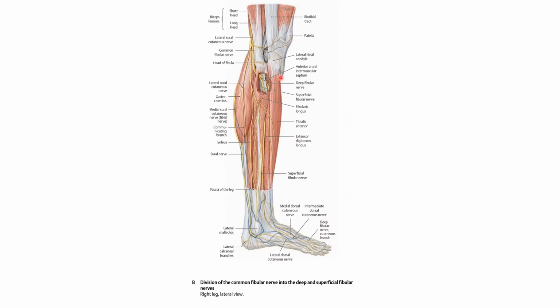And this is shown the division of the common peroneal nerve at the neck of the fibula into the deep peroneal nerve and superficial peroneal nerve in the substance of the peroneus longus. And this deep fibular nerve then pierces the anterior fascial septum and then lies just anterior to the interosseous membrane and runs in the extensor compartment.